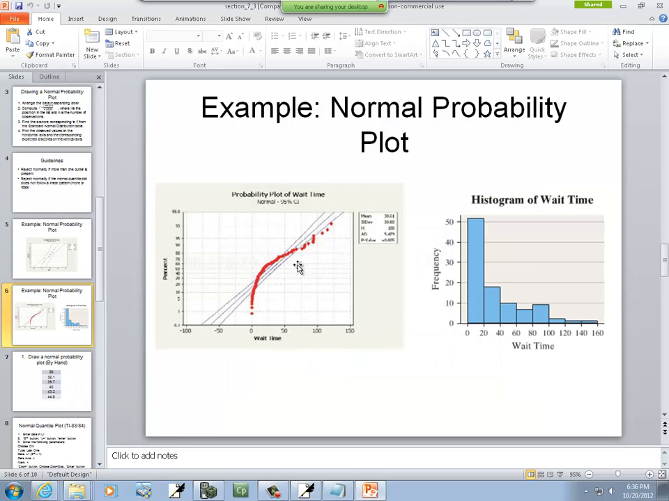Now, if I look at this example, you see my little curved lines here. Well, definitely we have two or more outside of it. And if I look at the histogram based upon this data, you can see it's skewed. So this doesn't follow a normal probability plot.